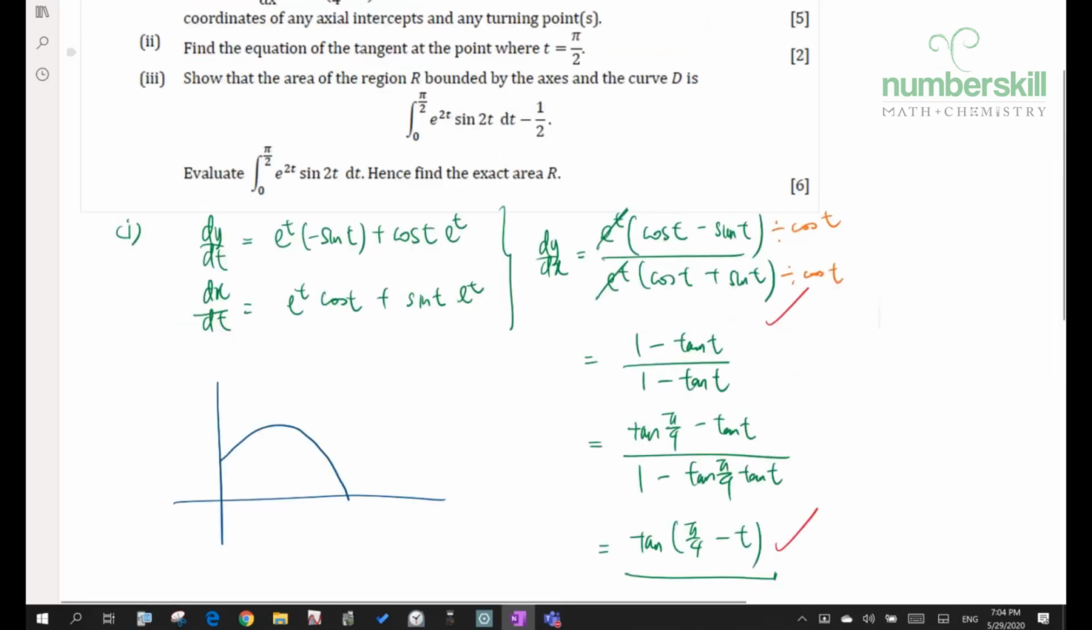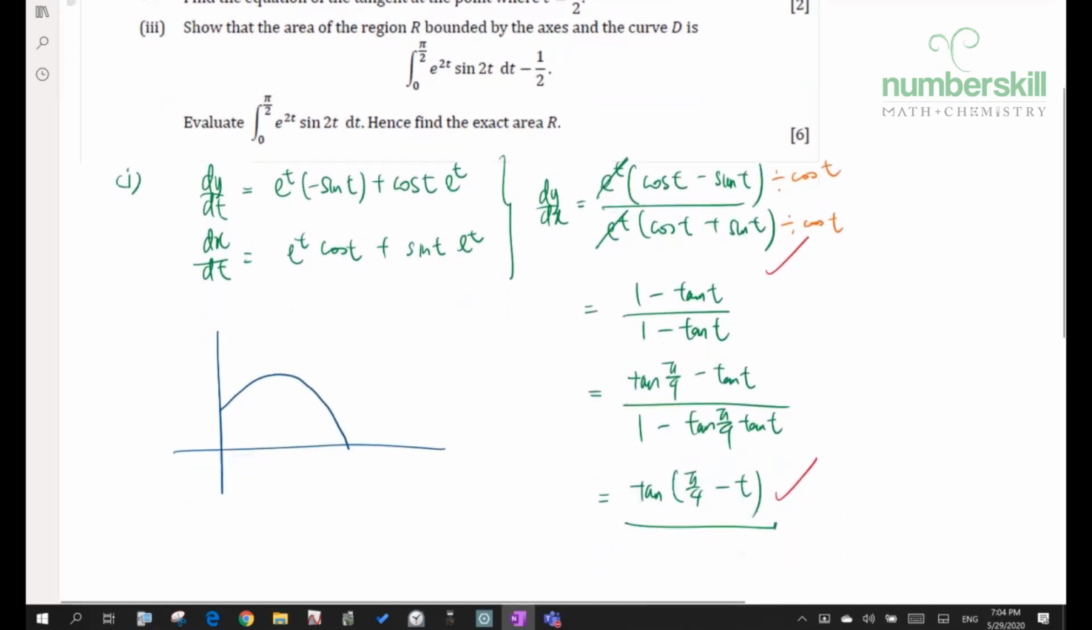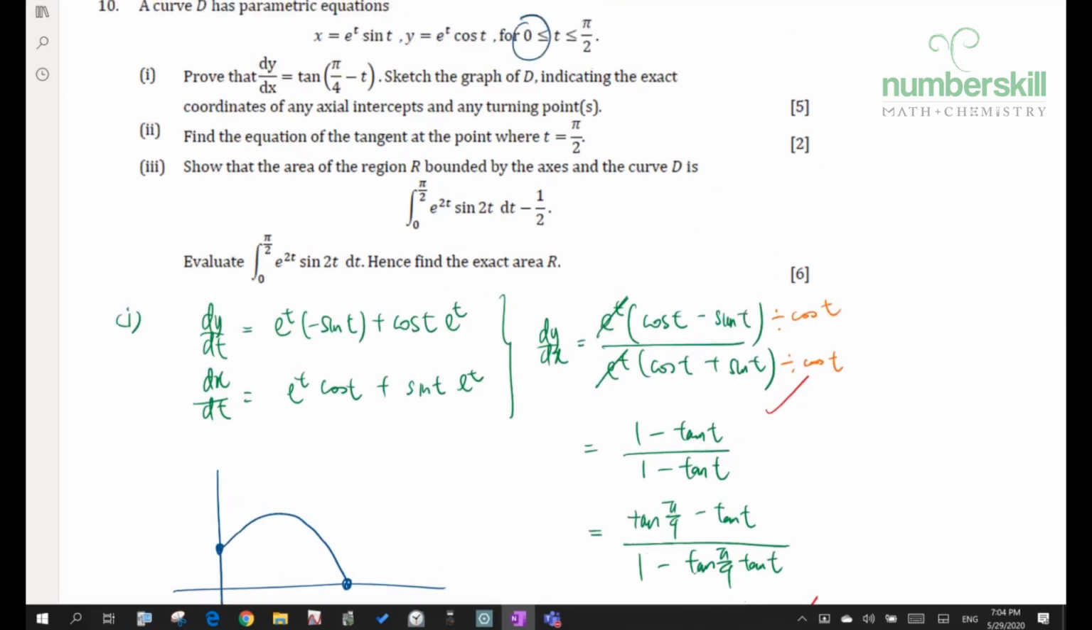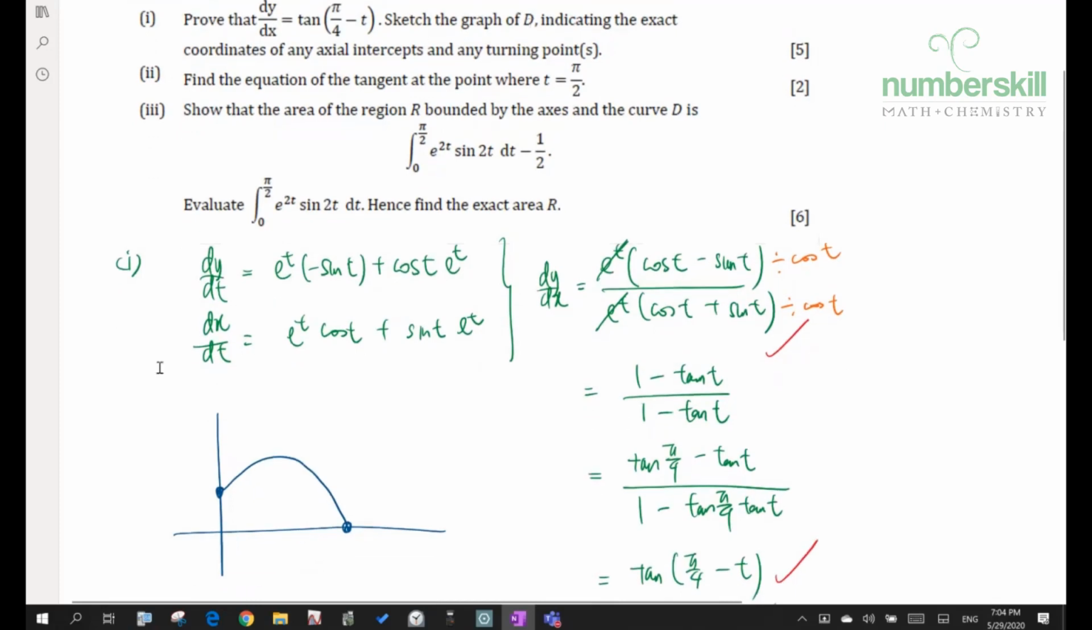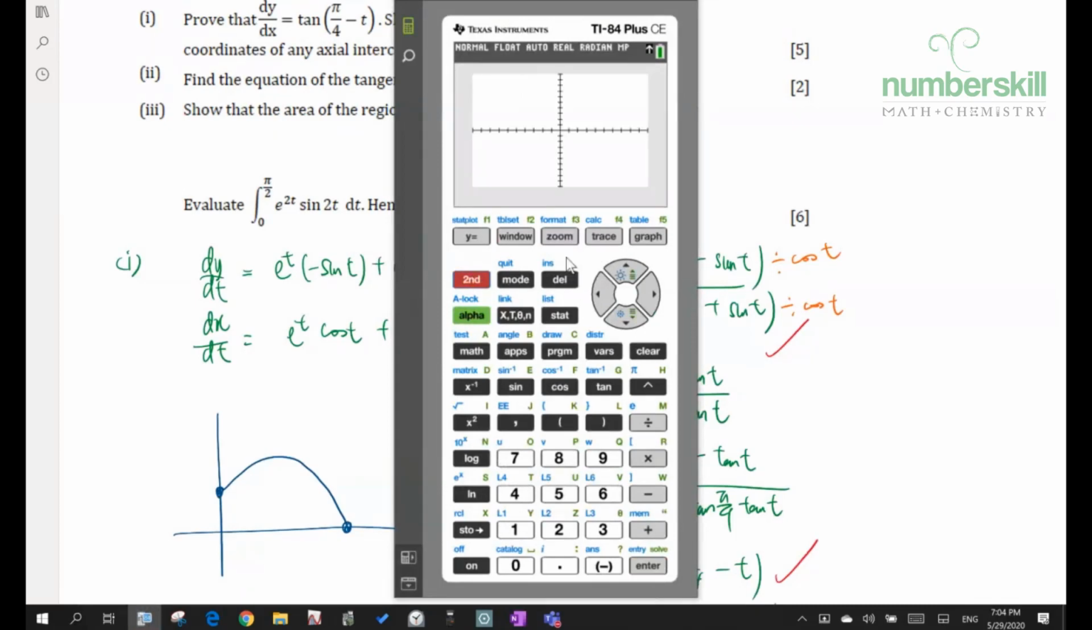Now, a few things I want to nag about from what I observe from marking. Again, whether you include or don't include, you must be very clear. In this case, you're going to include 0, you're going to include pi over 2. What you should do, when you are in the GC, is go to second function calculate and put in the value 0, and it will give you the coordinates.